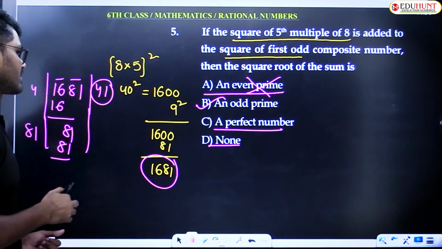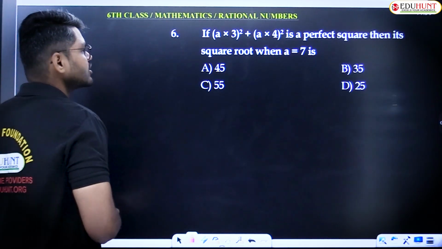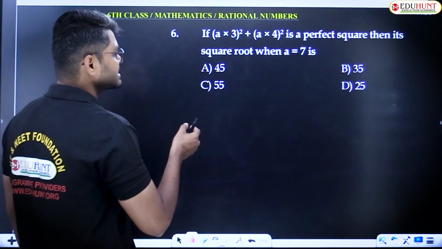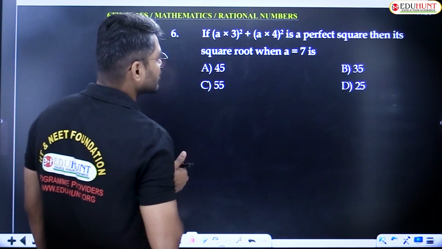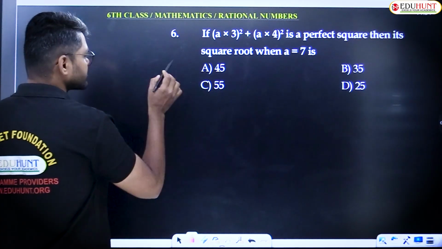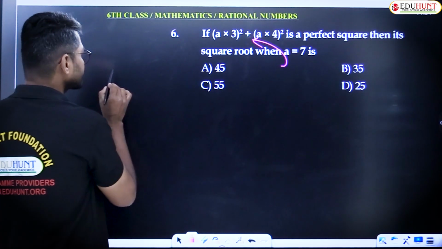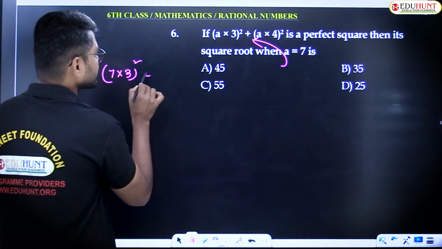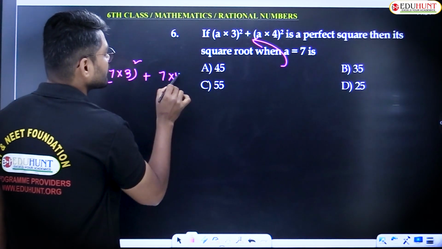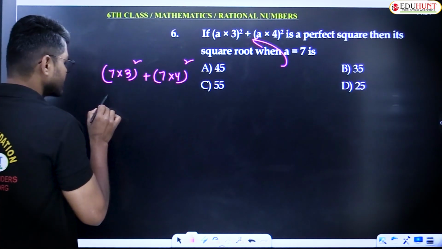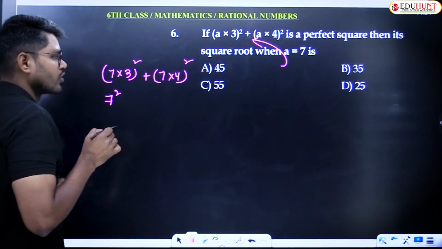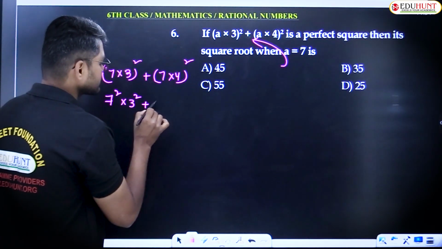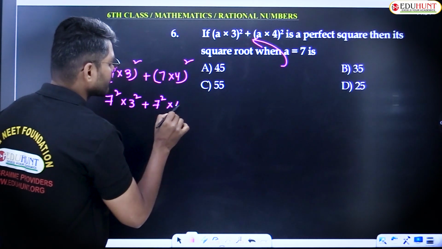Let's see the next one. If a into 3 whole square plus a into 4 whole square is a perfect square, then find its square root when a equal to 7. Substitute a value here. 7 into 3 whole square plus 7 into 4 whole square. This can be written as 7 square. Don't multiply and add. 7 square into 3 square plus 7 square into 4 square.